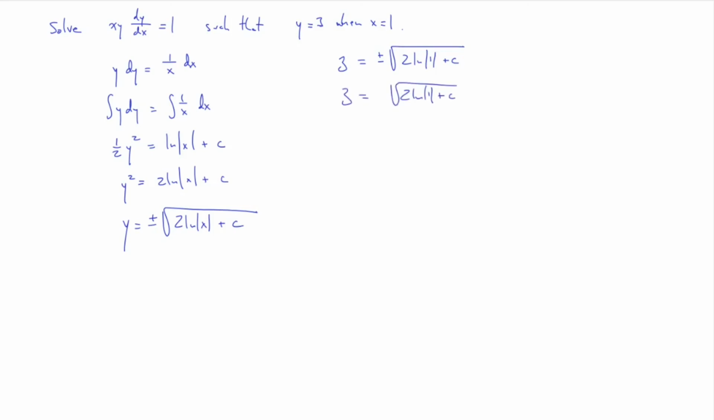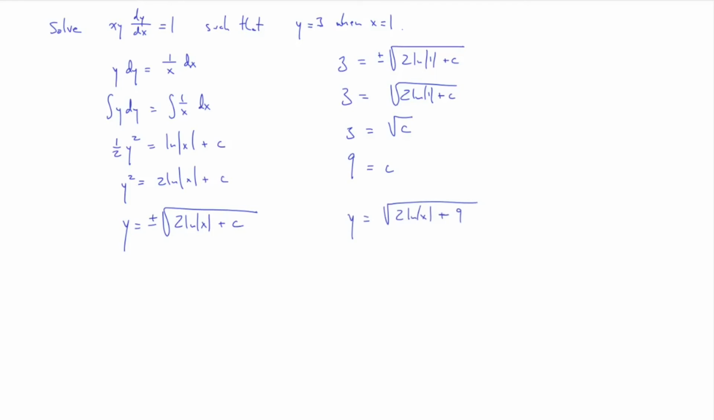And we get that 3 is the square root of twice the natural log of the absolute value of 1 plus a constant. The absolute value of 1 is 1, and the natural log of 1 is 0, and 2 times 0 is 0. And so this simplifies to 3 is equal to the square root of c. We'd like to know what c is, so we square both sides to get that c is equal to 9.